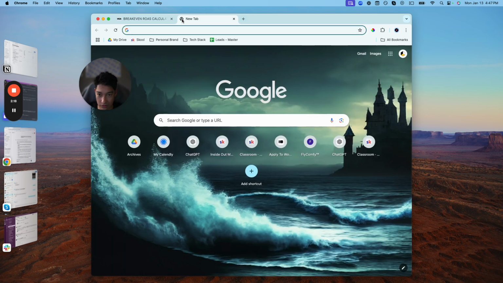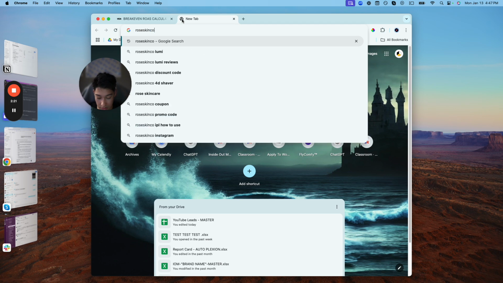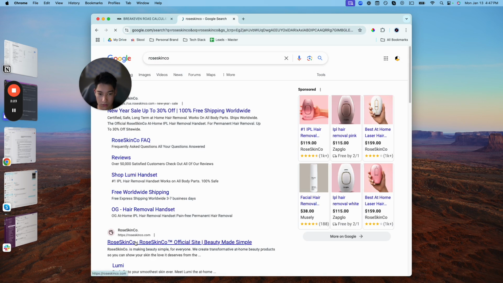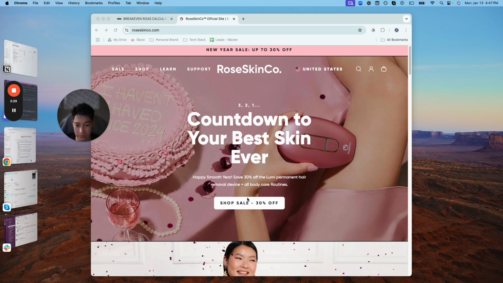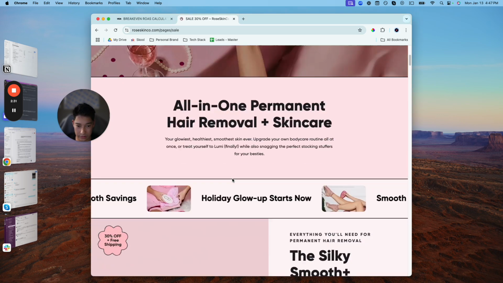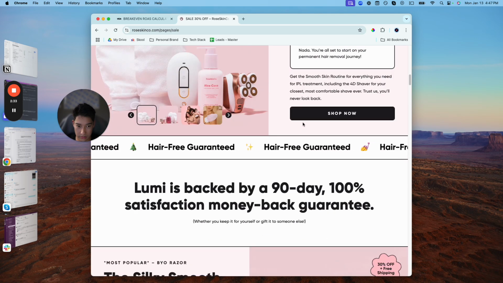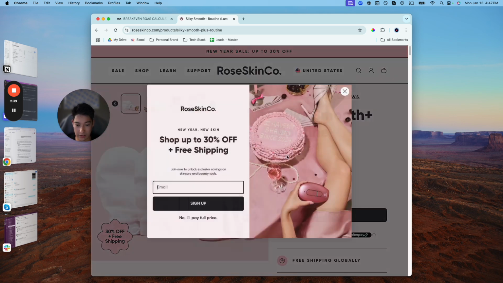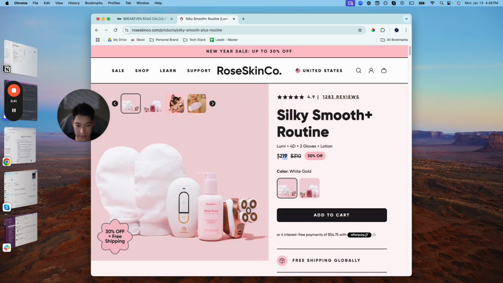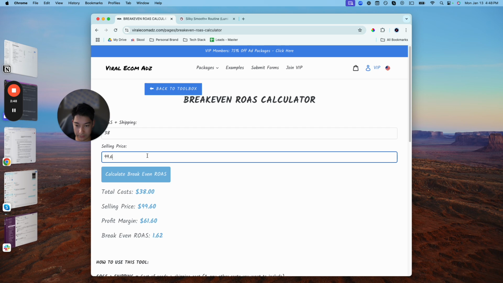For example, let's look at Rose Skin Co. Almost perfect, I would say perfect brand. And this is like a typical dropshipping product. Let's go to their product page. Okay. Well, look at this. Silky Smooth Routine Kit. They sell it for $219. So let's just say they have a sale and maybe their average order value is $210.